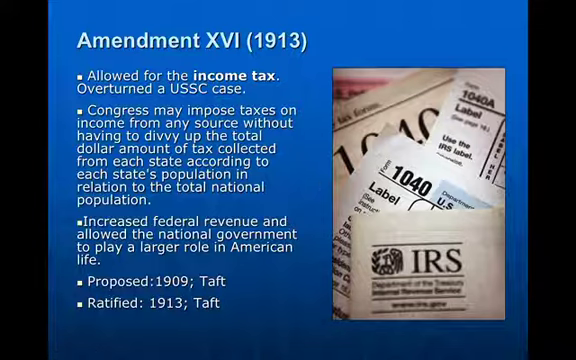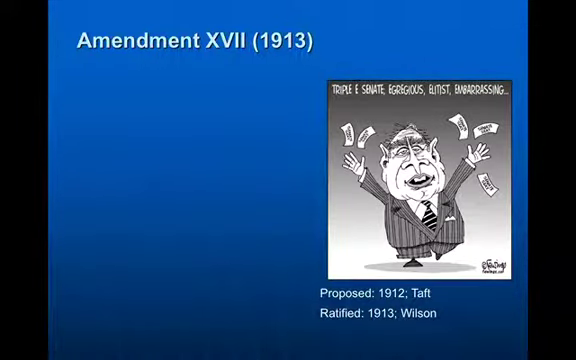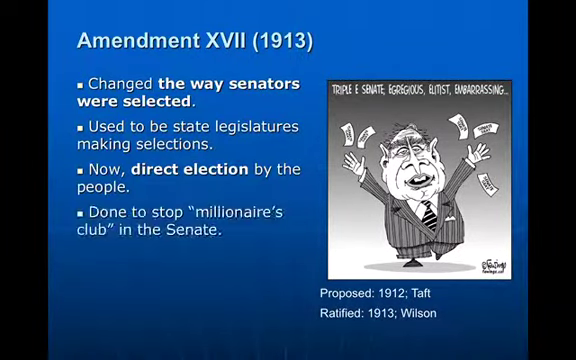And then the income tax amendment, the 16th, was proposed in 1909. Several years later, it is ratified, and that is why the federal government now is able to take money out of your paycheck, because we passed an amendment to allow them to do so.